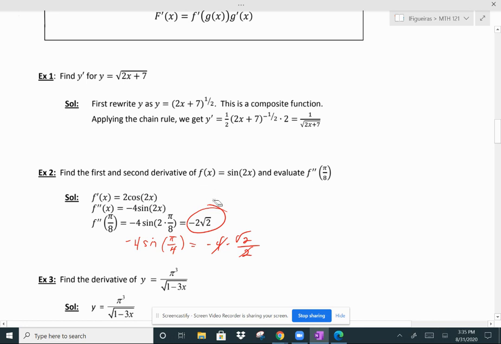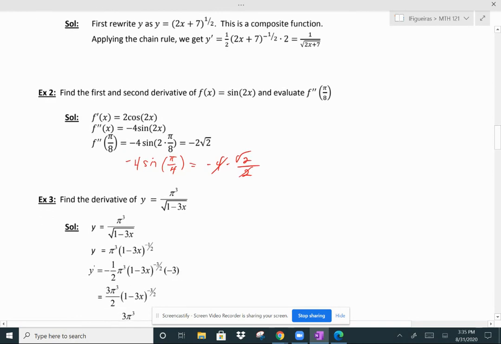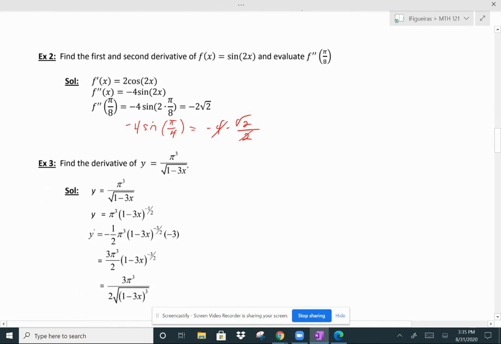Okay, let's do another one which requires us to use chain rule. We want to find the derivative of pi cubed over the square root of 1 minus 3x. All right, so the first thing you need to do is rewrite that radical in a different way. So this is the same as pi cubed times (1 minus 3x) to the negative 1/2.